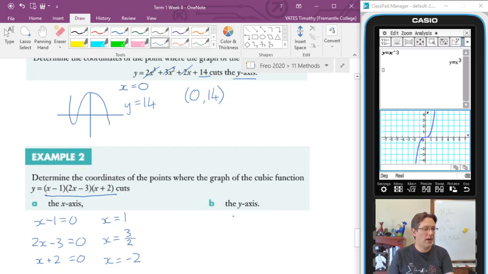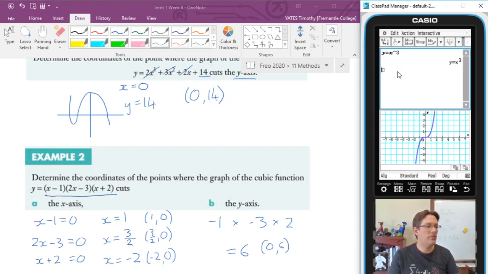Where does it cut the y-axis? Well, we set x to equal 0, and we do negative 1 times negative 3 times 2. Negative 1 times negative 3 is 3, times 2 is 6. So we're going to have our coordinates of 1, 0, 3 on 2, 0, and negative 2, 0. And this last one is going to be at 0, 6.